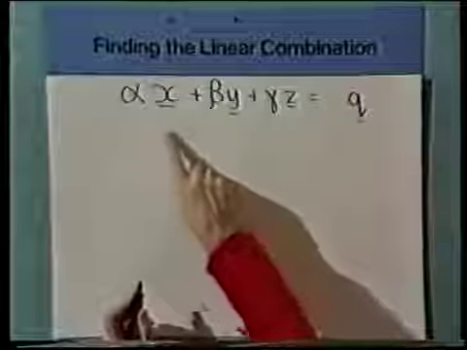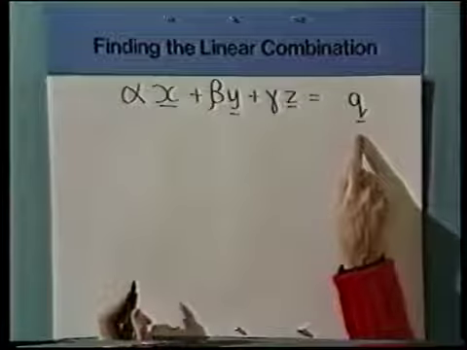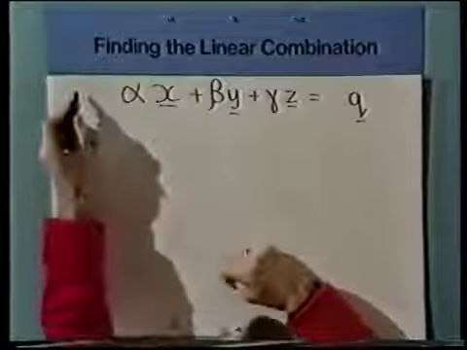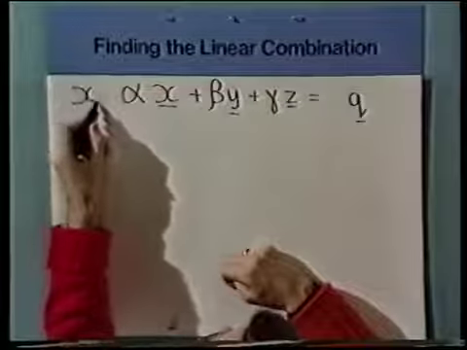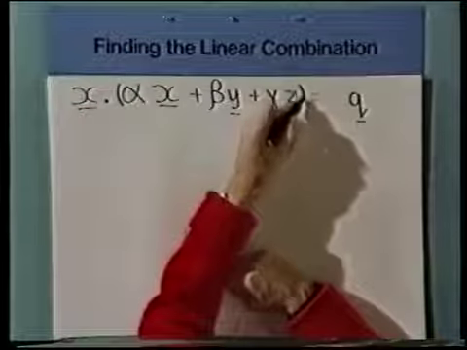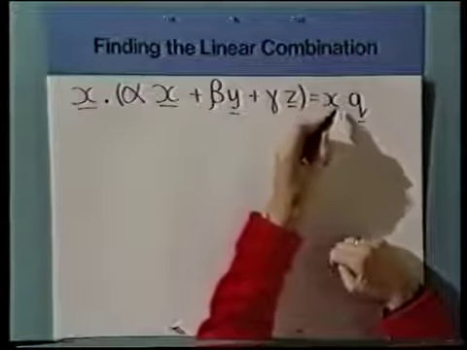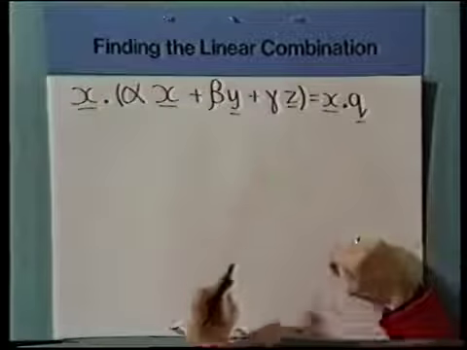Well, I've got the equation written up here, and the first thing I want to do is to dot this equation with the vector x. I take x dot the left-hand side, and that's equal to x dot q.